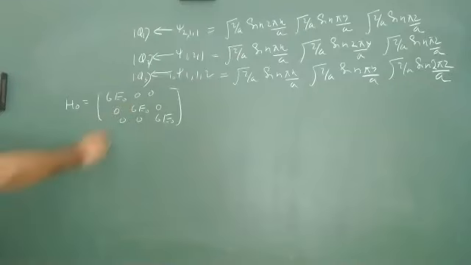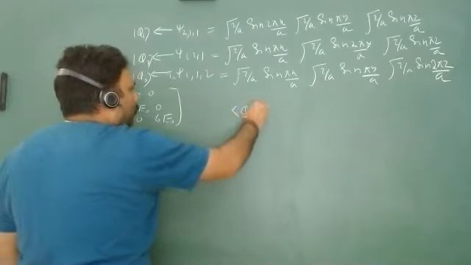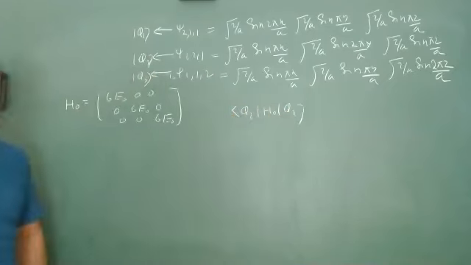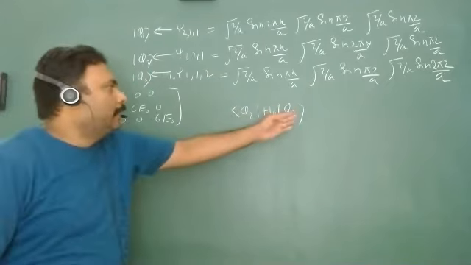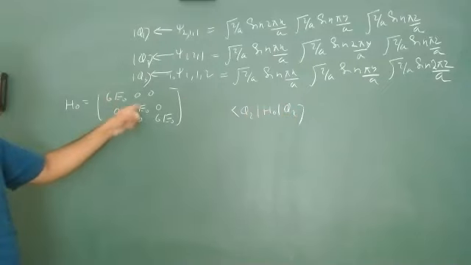Sir, 2 2. No, this you will get as phi 2 H naught phi 2, isn't it? Matrix element. So H naught will operate on phi 2. It will give 6 E naught. Phi 2 with phi 2 is 1. So this will be 6 E naught.